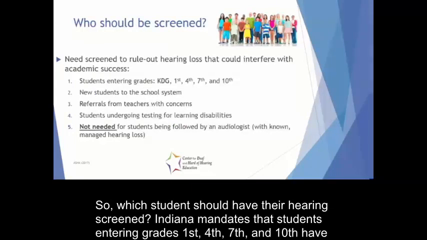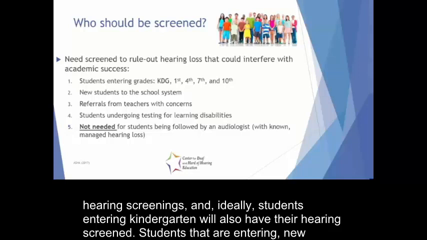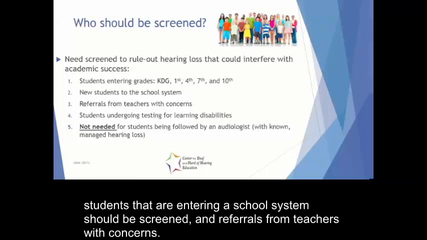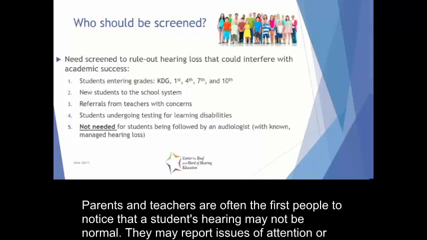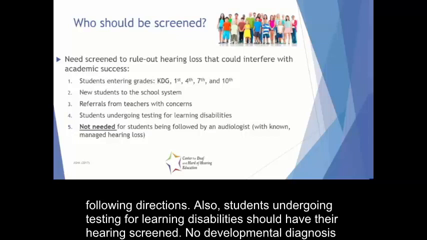Indiana mandates that students entering grades 1st, 4th, 7th, and 10th have hearing screenings, and ideally, students entering kindergarten will also have their hearing screened. New students that are entering a school system should be screened, and referrals from teachers with concerns. Parents and teachers are often the first people to notice that a student's hearing may not be normal. They may report issues with attention or following directions. Also, students undergoing testing for learning disabilities should have their hearing screened.